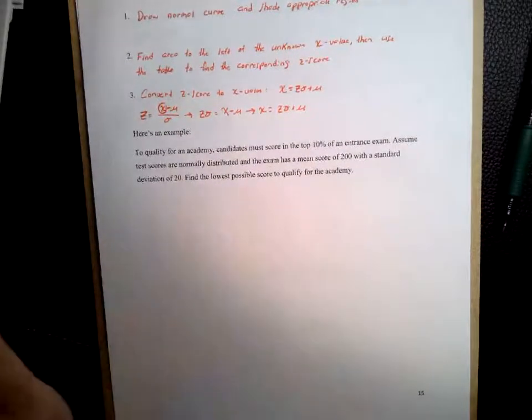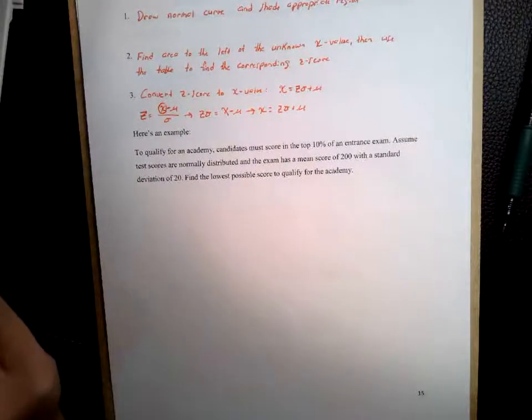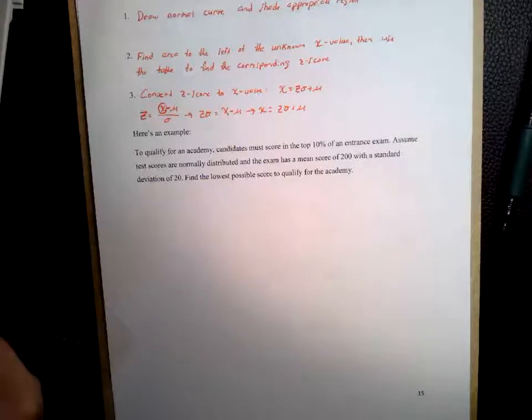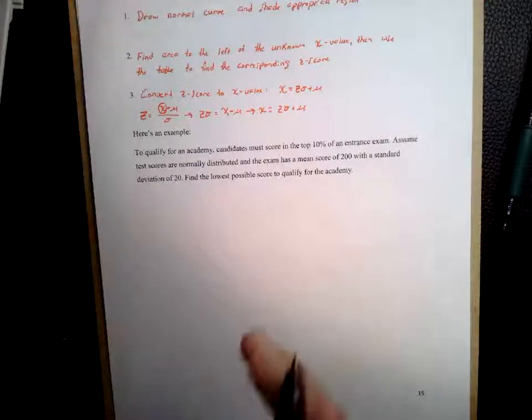Now let's look at an example to illustrate this. It says, to qualify for an academy, students must score in the top 10% on an entrance exam. Assume test scores are normally distributed, and the exam has a mean of 200 with a standard deviation of 20. Find the lowest possible score to qualify for the academy.